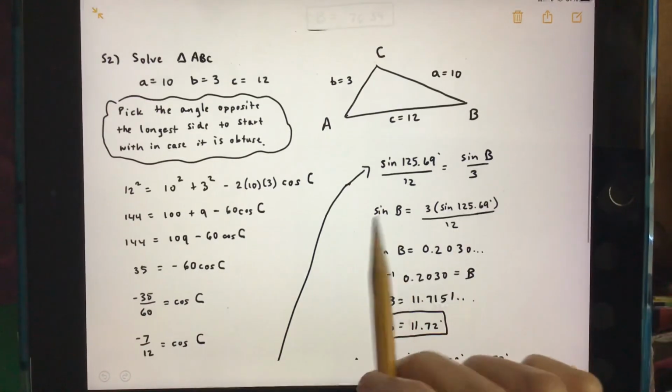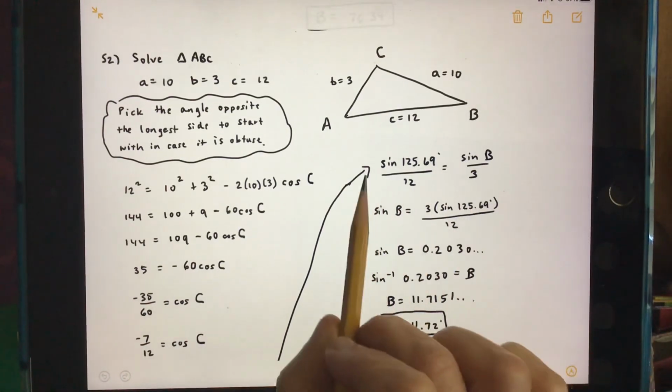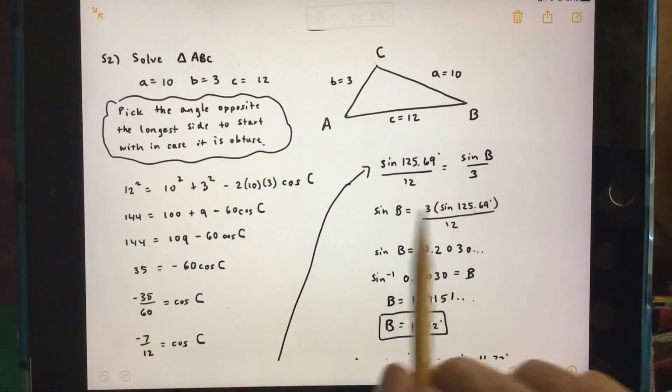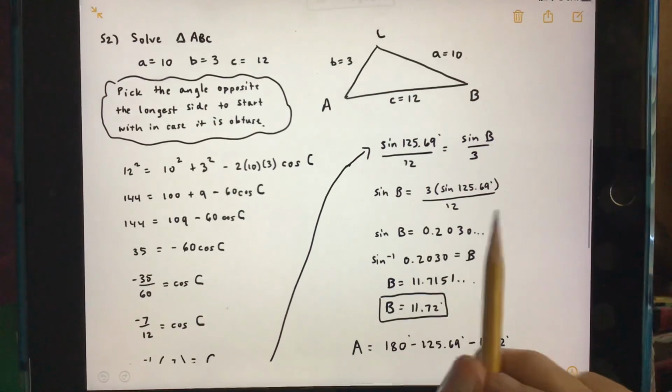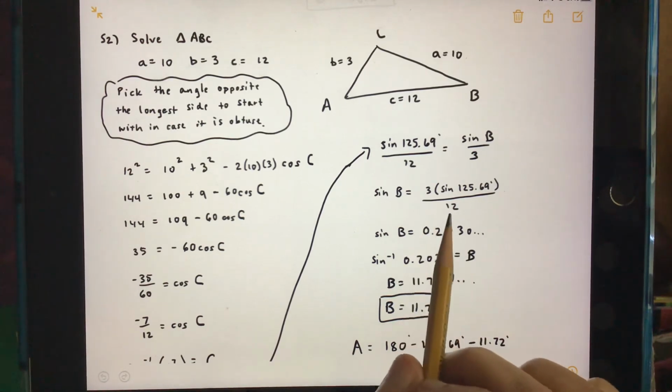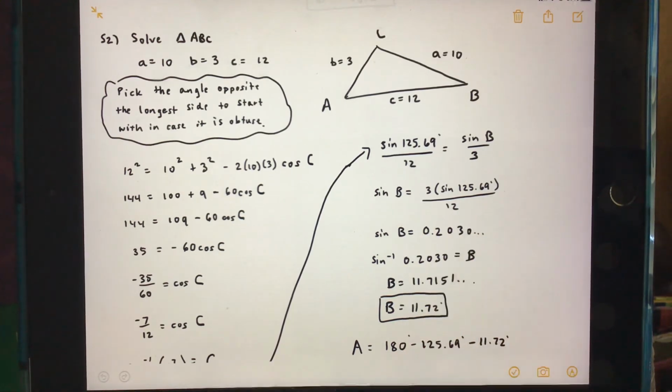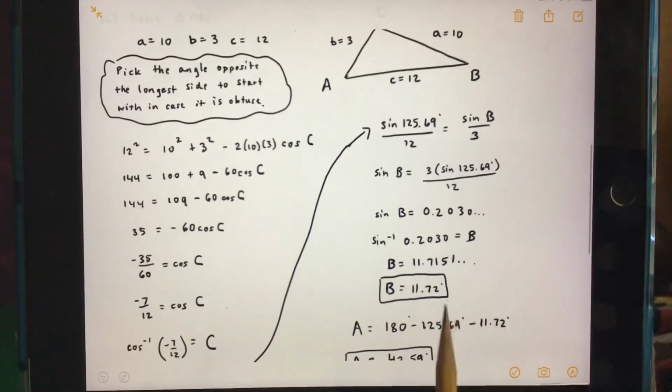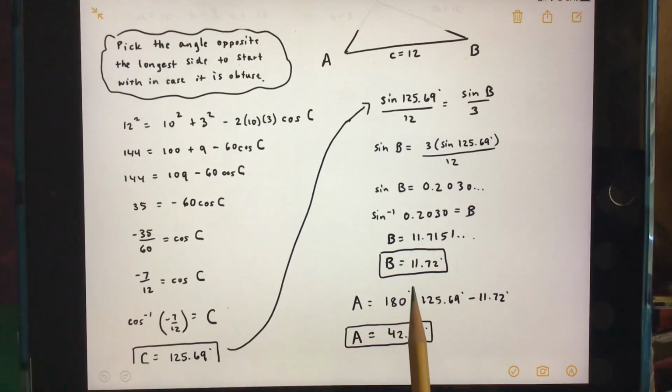All right, so using cross products, I'll have sine of b equals 3 times the sine of 125.69 divided by 12. Using my calculator, I'll find sine b is 0.2030. That's plugging in 3 times sine of 125.69 degrees divided by 12. Then I will use sine inverse to find angle b's measurement. So sine inverse of 0.2030 equals b. And then I will find that b is equal to 11.7151, which rounds off to angle b is 11.72 degrees by the law of sines.